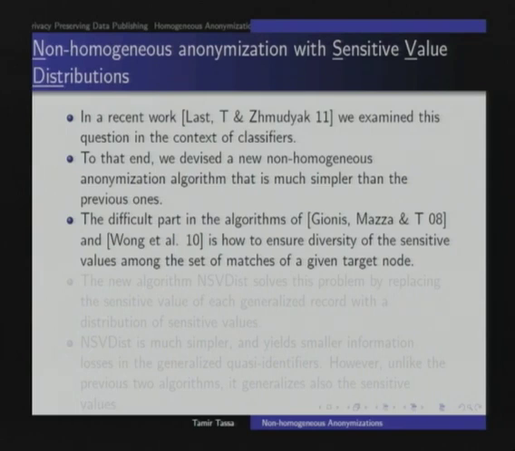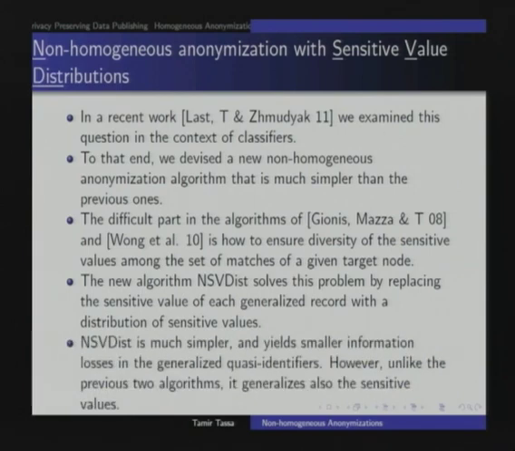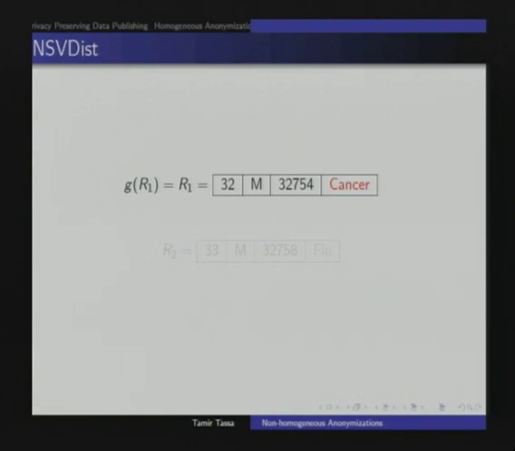We devised a new algorithm which achieves L-diversity in a much simpler way, and we tested our hypothesis that non-homogeneous anonymization can yield better classifiers using that algorithm. The new algorithm, which we called NSVDist, short for non-homogeneous anonymization with sensitive value distributions, solves the problem by replacing the sensitive value in each generalized record with some distribution. So, let me show you how it works.